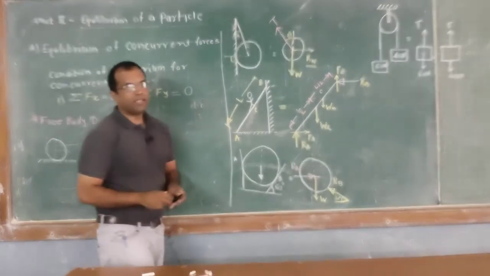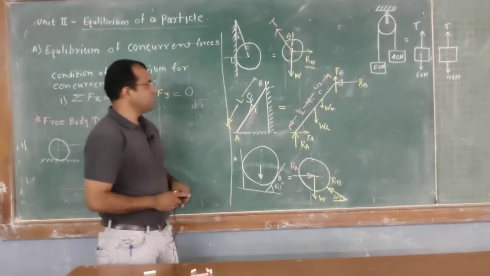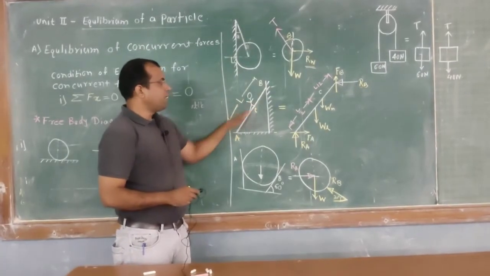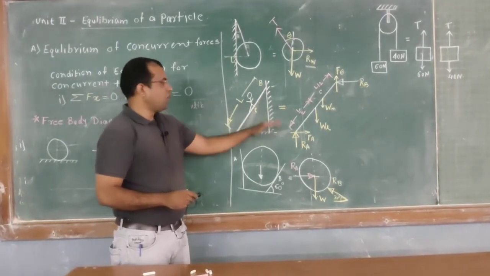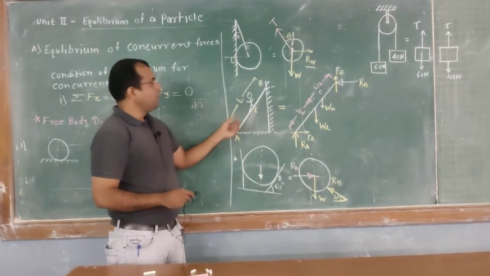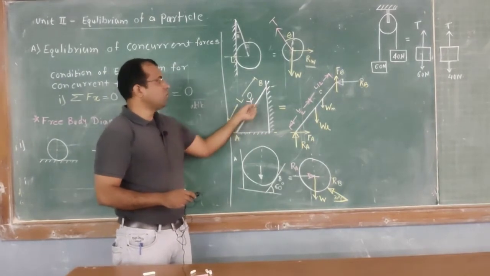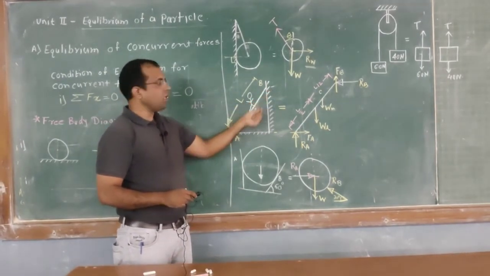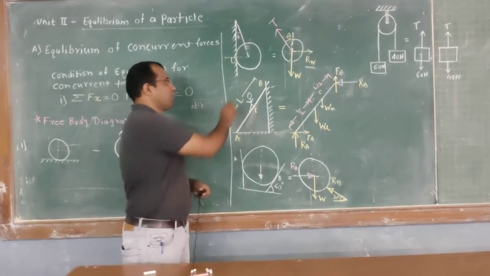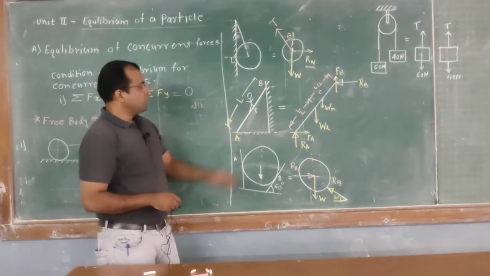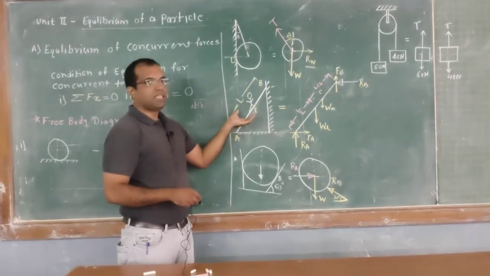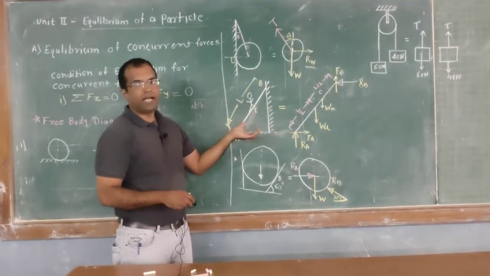Now come towards the third example. What is the third example here? One ladder which is supported against the vertical wall and a floor, and one person is climbing on the ladder. Let's say the weight of that person is Wm. Now we have to draw the free body diagram of this ladder. How to draw the free body diagram of this ladder?